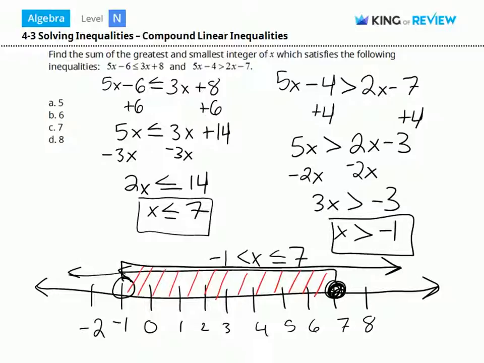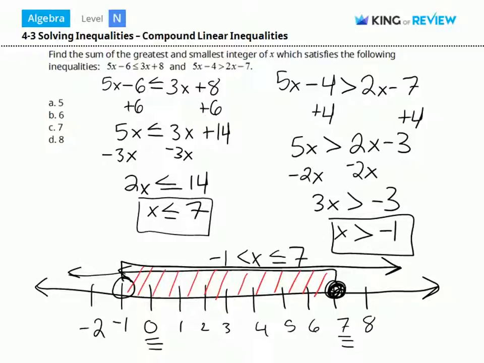Next, we need to find the sum of the greatest and smallest integer of x. So let's look at our number line, and let's look at the points where they intersect. So what is the smallest integer that we're dealing with? At negative 1, there's an open circle, so it does not include negative 1. 0 would be the smallest integer here. And what is the greatest integer? 7, because we have a closed circle at 7.